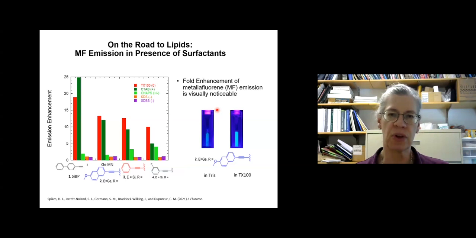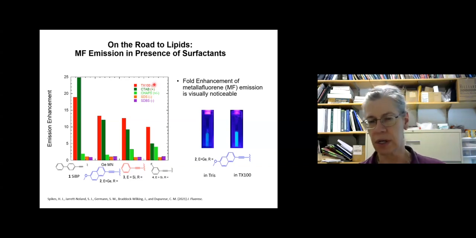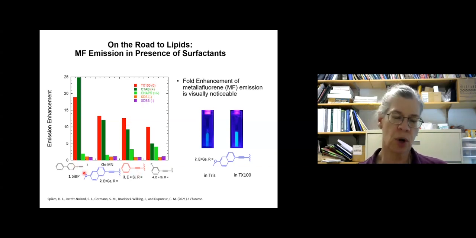Because these are so greasy, we thought they would make good probes of lipids or membranes in cells. And a good place to start here is with detergents or surfactants, which mimic lipids. We did a study of emission enhancements in the presence of different types of lipids, whether they're charged, neutral, or zwitterionic, usually using the small library 4.